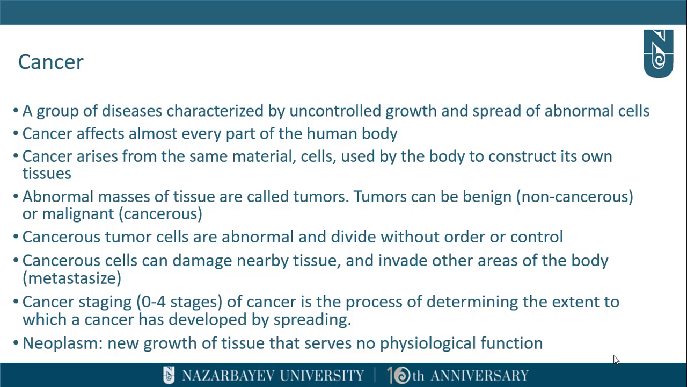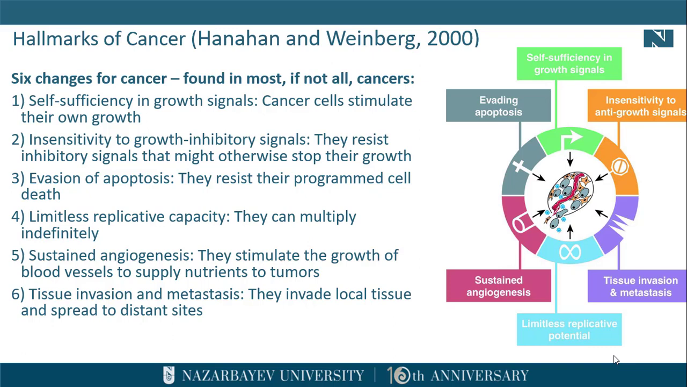And also there are different types of staging based on the process of cancer development, and also the extent to which this cancer has developed and how it's spreading. And lastly is neoplasm, that is also defined as a growth of tissue which does not have any specific physiological function. So we can notice neoplasms in skin cancers, for instance.